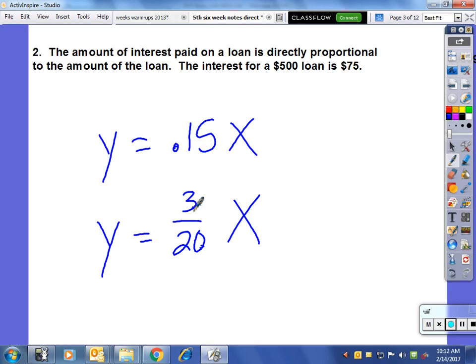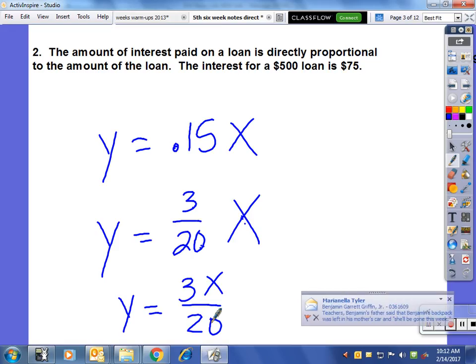On direct variation, please make sure the x is either separate from the fraction if you write it as a fraction, or it goes on top. The x should never be on the bottom of a fraction for direct variation, so keep that in mind.